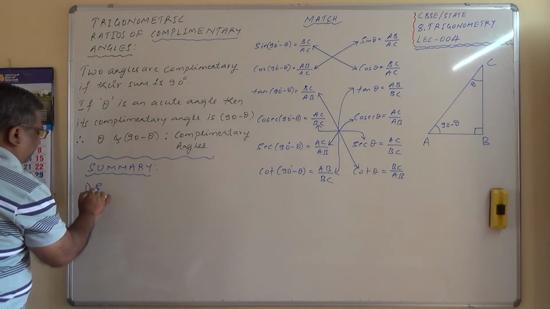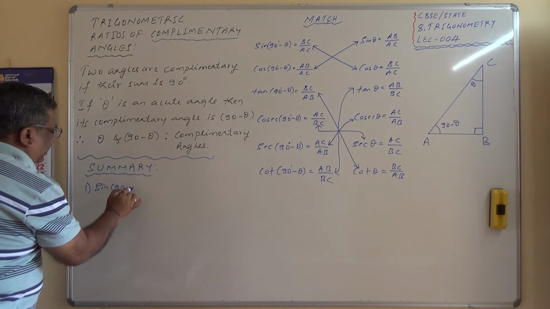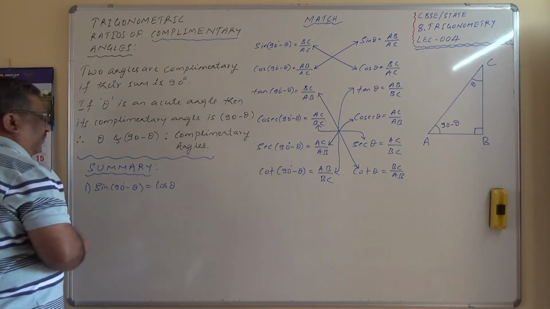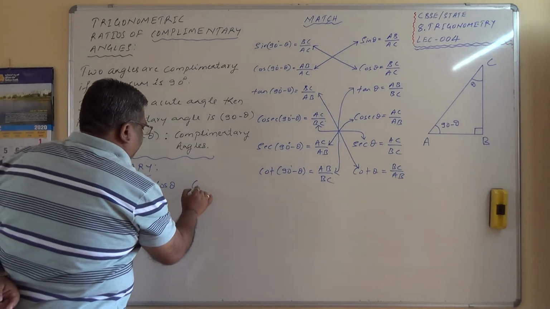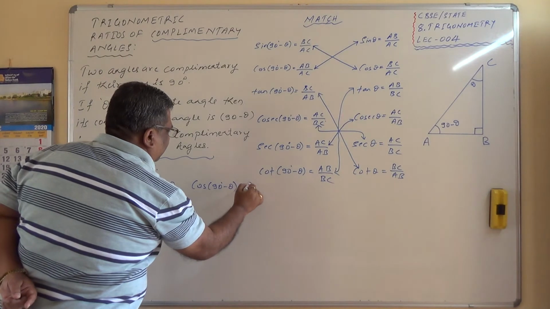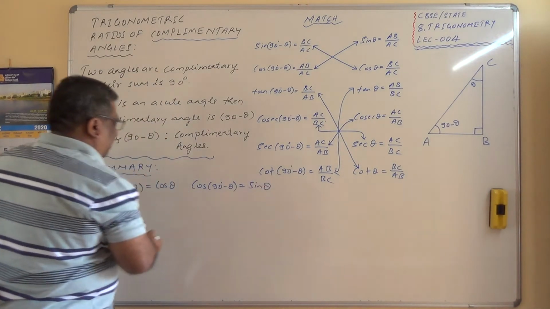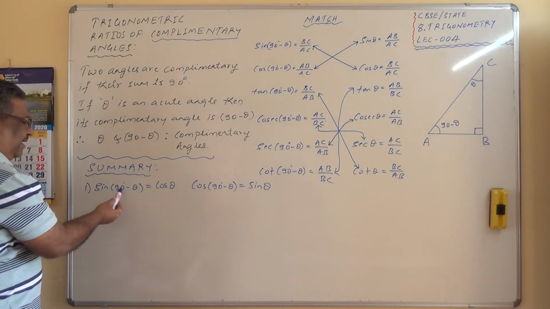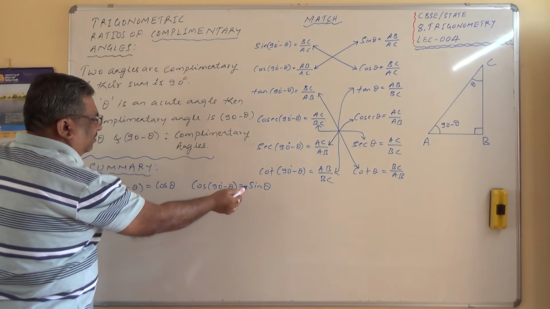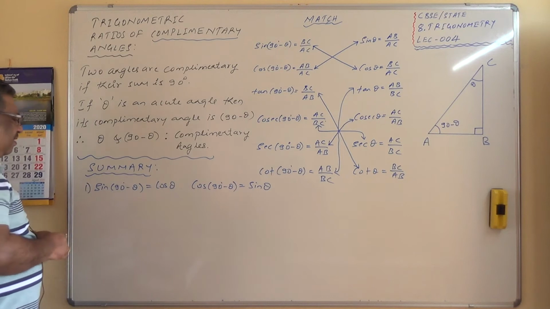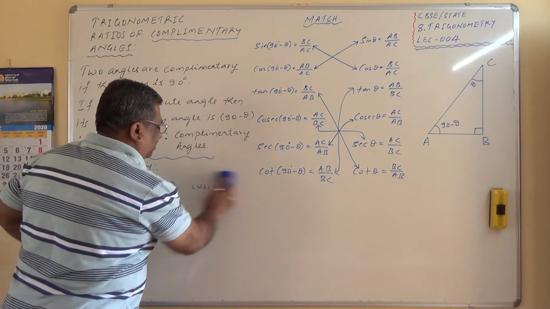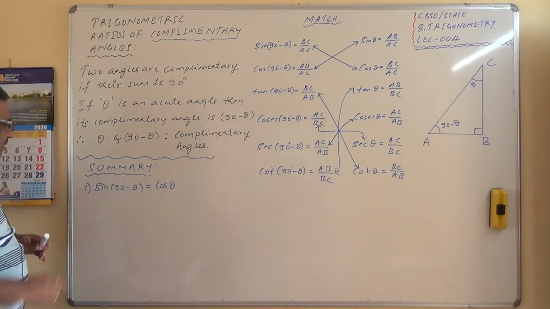First one, sin 90 minus theta equals cos theta. Also, cos 90 minus theta equals sin theta. Do you understand? I took here sin 90 minus theta, which is equal to cos theta. Similarly, cos 90 minus theta equals sin theta. Or better, I'll write this way. First, let me write it. It is better to write this.